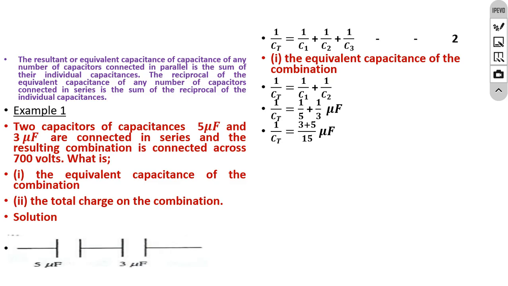So that's how we got 1 over Ct equals to 3 plus 5 over 15 microfarad. You can see we added 3 plus 5, so we had 8 over 15. If we invert it, we turn it upside down, or we cross multiply this expression, we will have Ct, since we are looking for or solving for the equivalent capacitance Ct, so we have Ct equals to 15 over 8 in fraction times 10 to the power minus 6.